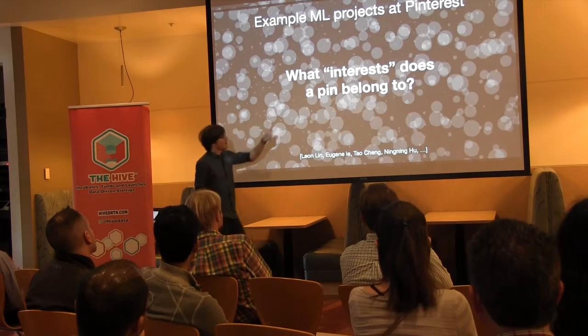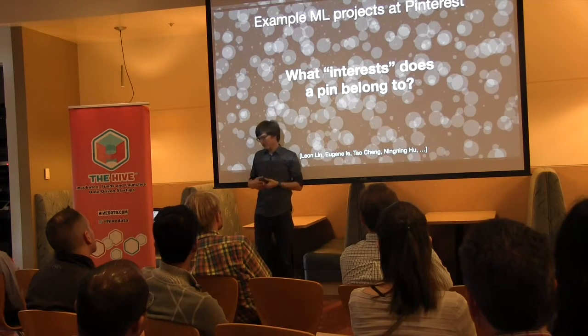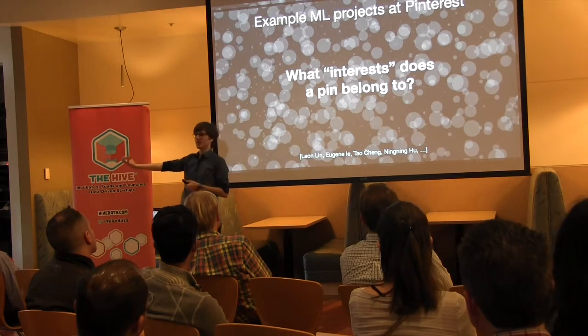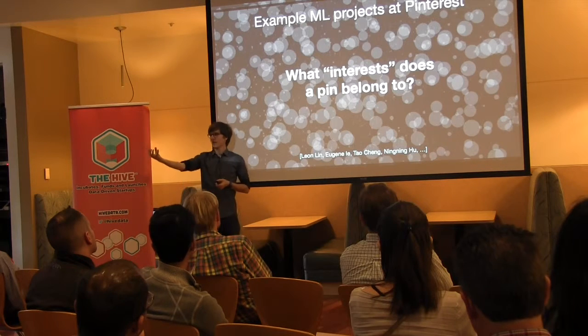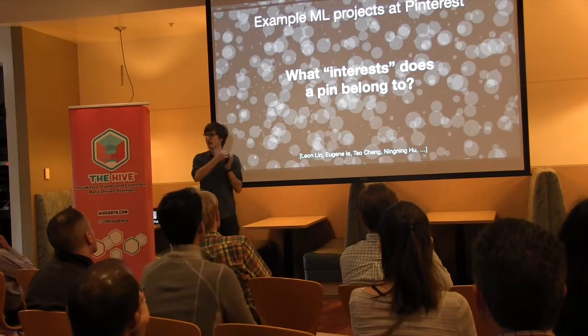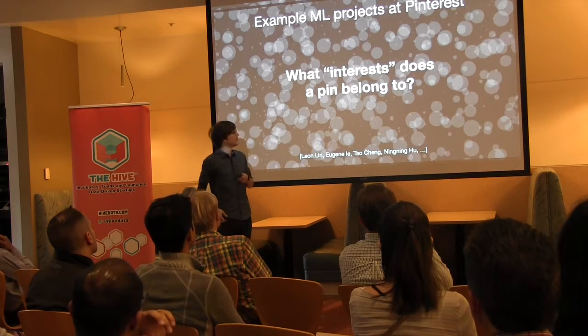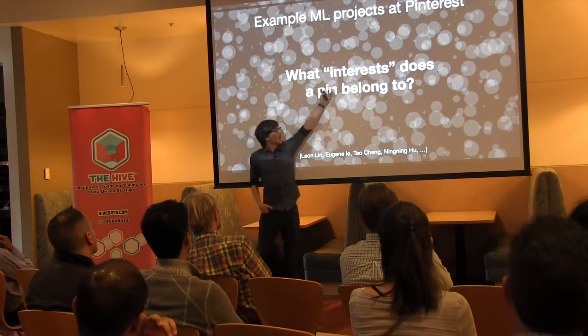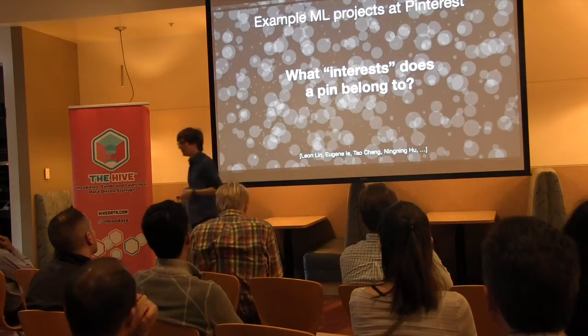The question here is, I told you before that the user comes and selects what they are interested in. Now for every one of these interests, I want to decide what pins should belong to that interest, so I can give them an endless flow of pins. So this means, to what interest does a given pin belong?